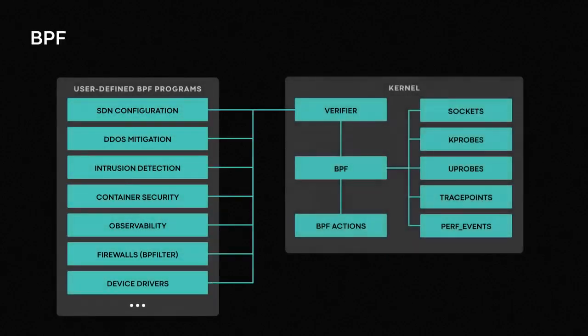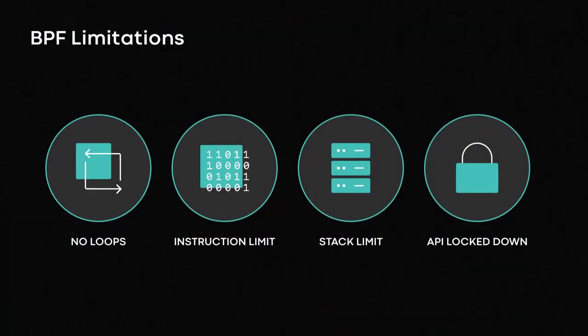BPF is a virtual machine that runs programs which are submitted to the kernel from user space. You can hook up BPF programs to various triggering events that occur in the kernel, for example, packets arriving, context switches, or in our case, perf events. Now, submitting arbitrary programs to run in the kernel sounds like a recipe for disaster, but BPF prevents us from doing dangerous things by limiting how arbitrary these programs can be. Specifically, BPF programs have the following limitations. They can't loop. There's a hard limit to the number of instructions that a single BPF program can contain. There's a very limited stack size, 512 bytes, and the API is quite locked down.